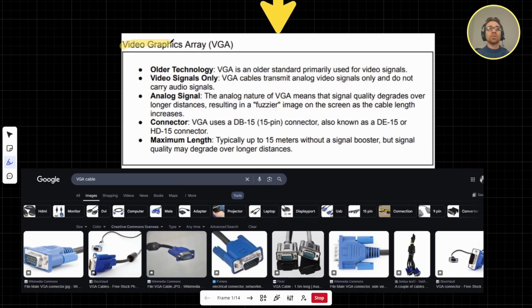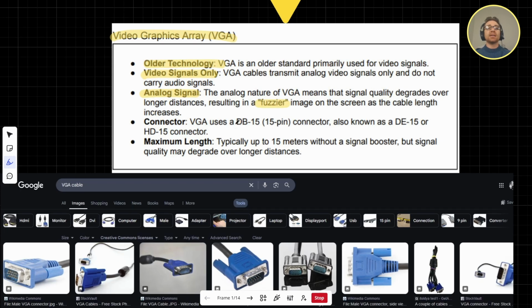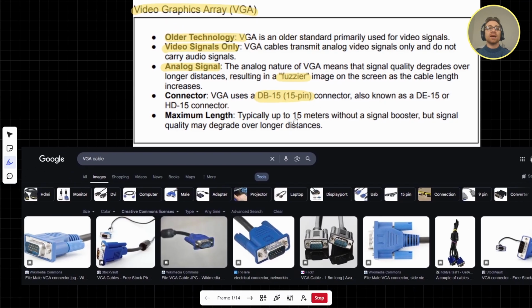Now, VGA is the next one we need to know, and that is one of the older types of video cables that we have out here. It's an older technology, and it also does video signals only. It transmits an analog signal, which is really old, technically known by the fact that it's a little bit fuzzier than the higher quality signals we get these days. It uses a DB15 connector, which has 15 pins on it. You'll need to remember that. DB15 is VGA.